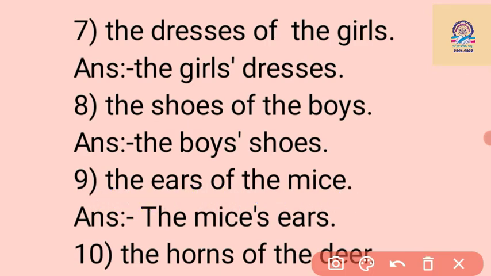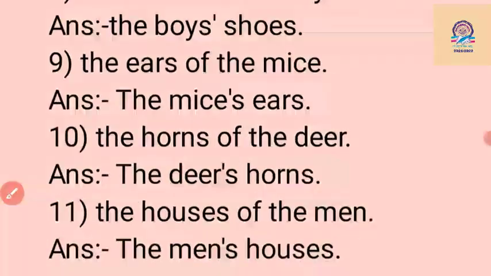The ears of the mice. The mice is a plural noun. If we change the plural, mouse changes into mice, but s is not given in the plural noun. So in such cases we have to add apostrophe s. If the noun is in plural but s does not come in the plural noun, in such cases we have to add apostrophe s. So our answer is the mice's ears here.